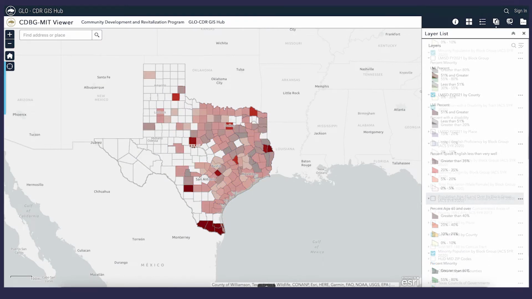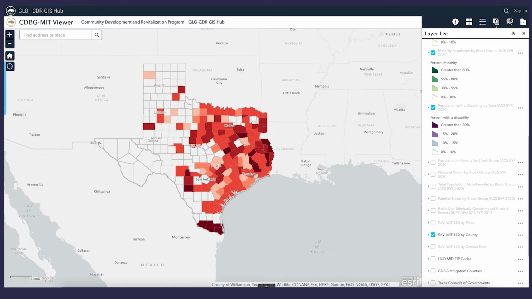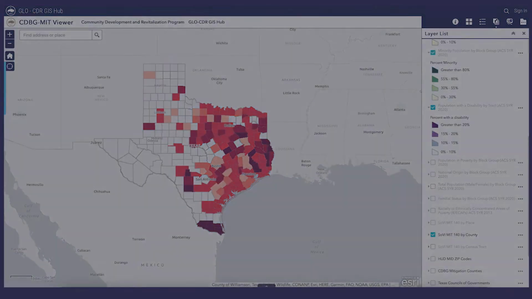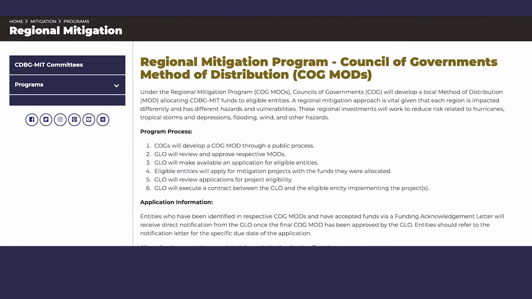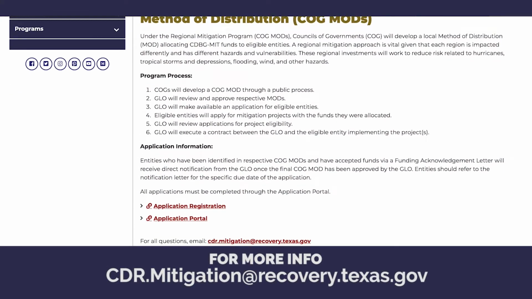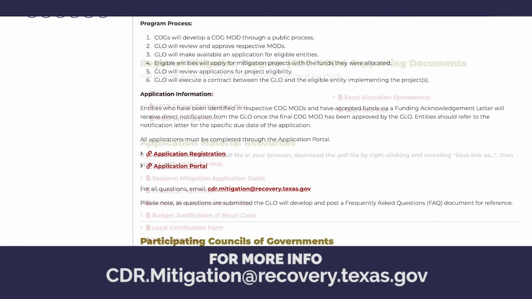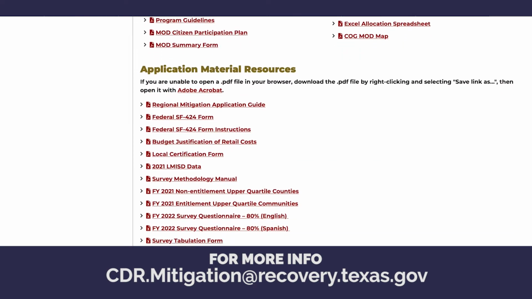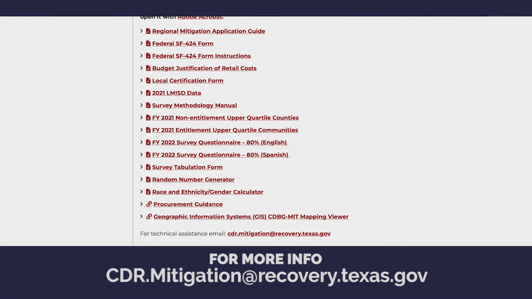Through the Regional Mitigation Program, communities have an opportunity to increase their resilience against future hurricanes, flooding, and tropical storms. These funds will protect assets and reduce the long-term risk of loss of life, injury, suffering, and hardship to the residents of these regions.